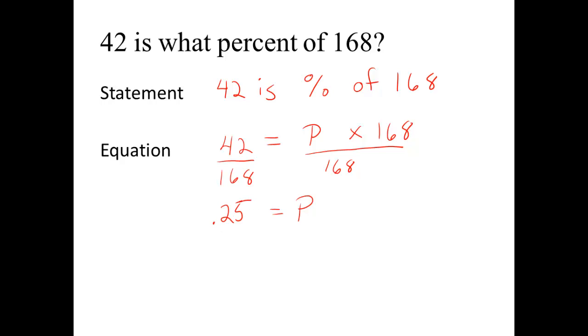Now, this is the percent as a decimal. In order to change the decimal to a percent, we must multiply by 100%. So we'll multiply 0.25 times 100%, and that'll move the decimal point 2 places to the right, giving us 25%. So 42 is 25% of 168.